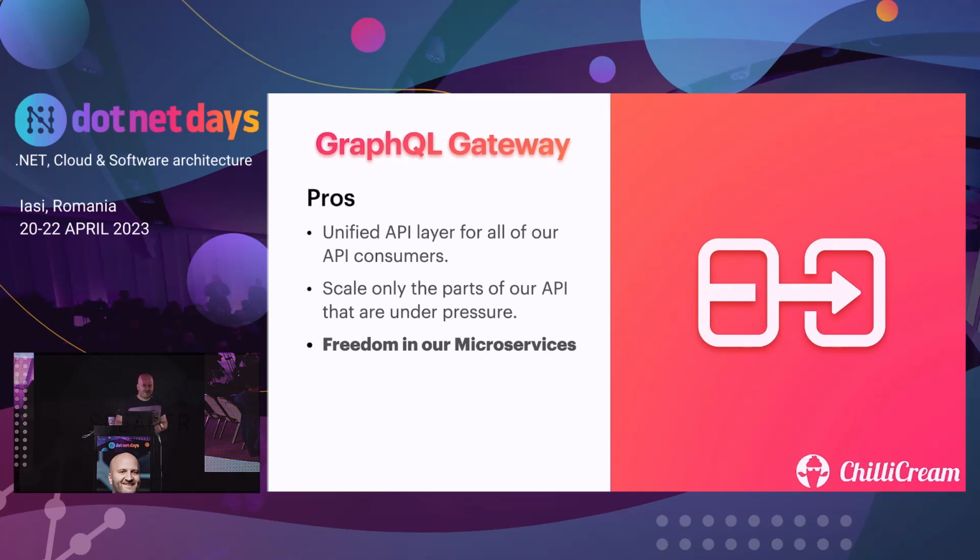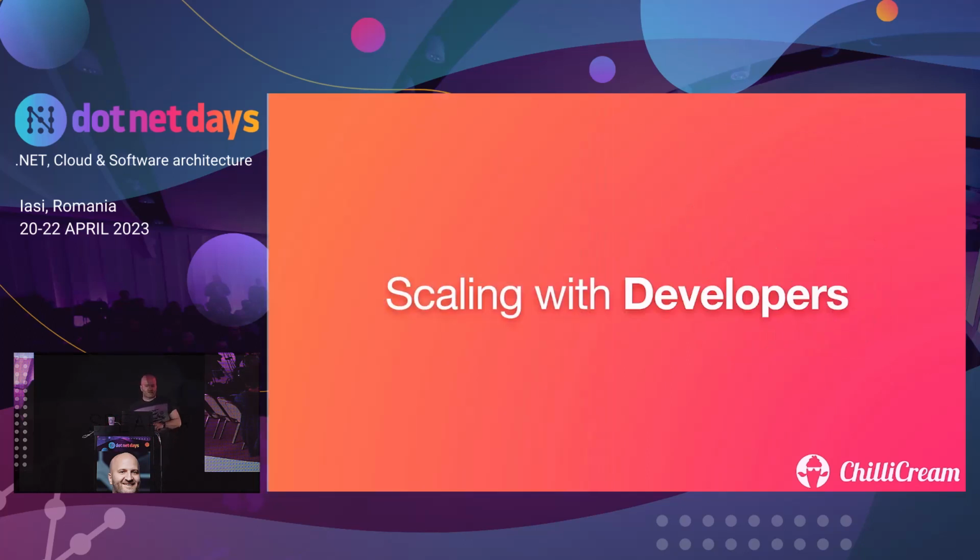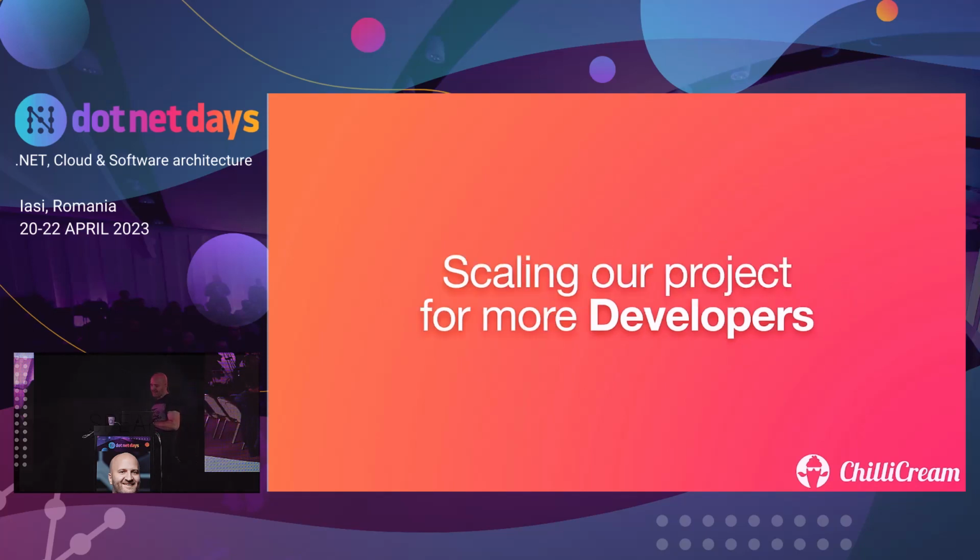And finally, we can work on our microservices in freedom. But we still have difficulties in deployment, and we have to hand optimize our resolvers. Resolvers are the pieces in a GraphQL server where I really fetch the data. I have to hand optimize that. I have to analyze what my users really do over my GraphQL layer, and then introduce optimizations, hard-coded optimizations.